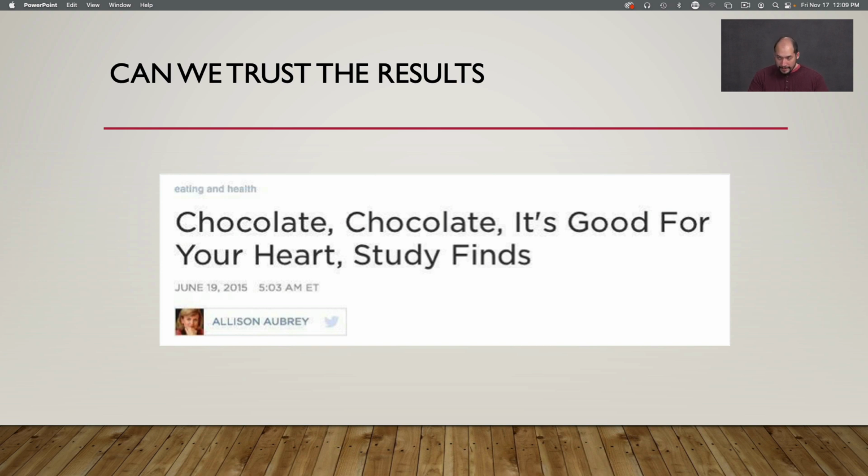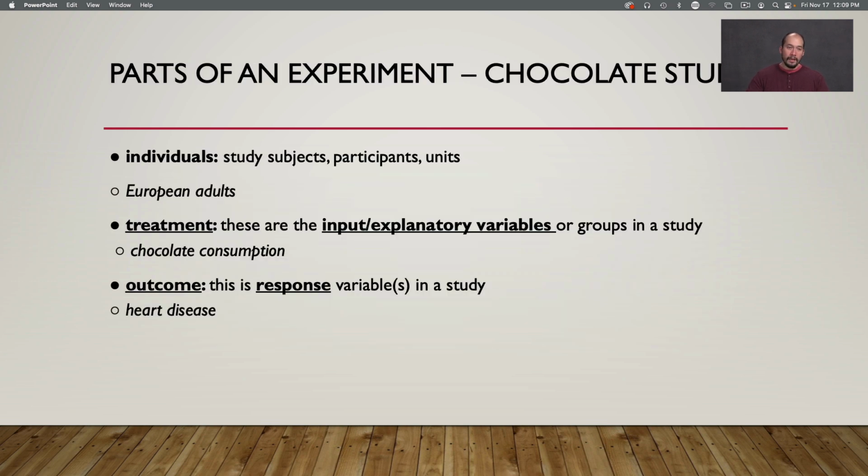Well, in order to understand how trustworthy the results of a study are, it's really important to identify both the components of the study and, most importantly, the type of study. So here we want to identify what population or individuals we're dealing with. And this study took place in Europe, so it's European adults.